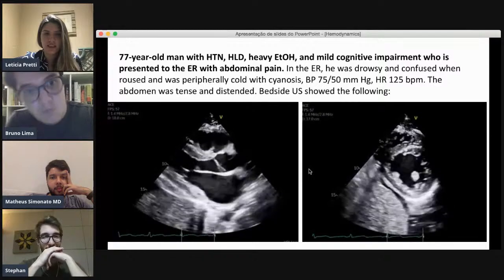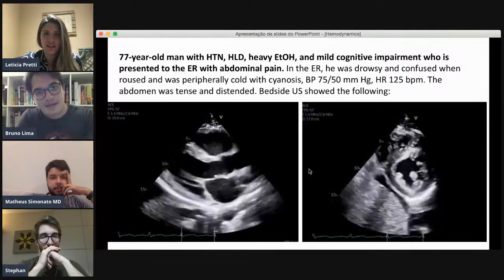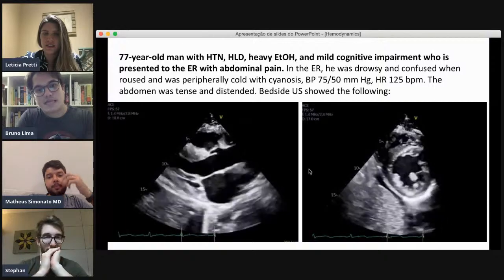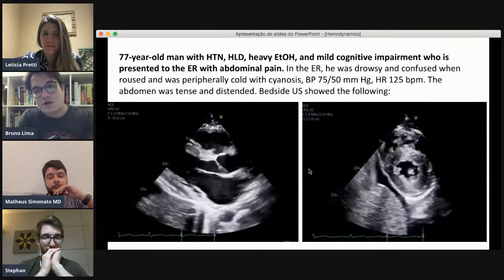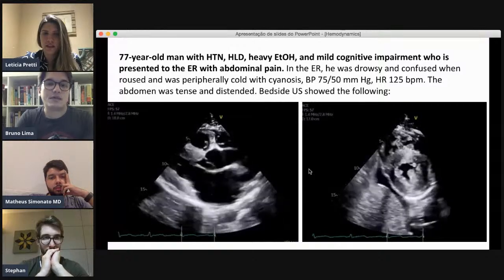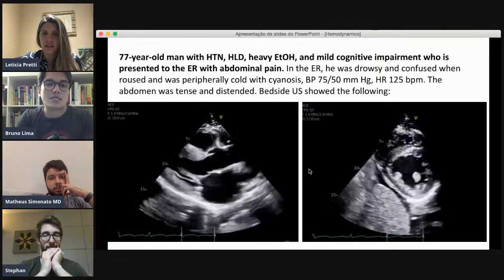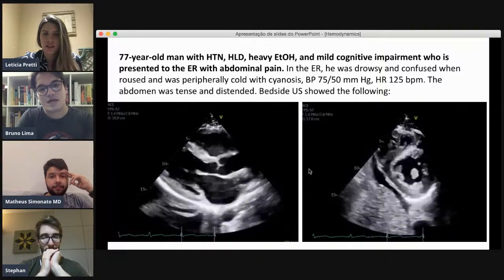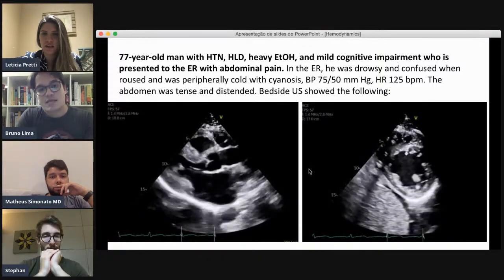It's a 70-year-old man with hypertension, hyperlipidemia, heavy alcohol use, and some mild cognitive impairment who presented to the ER with abdominal pain. In the ER, he was drowsy and confused when roused and peripherally cold with cyanosis. His blood pressure was 75/50, heart rate was 125, and the abdomen was tense and distended.